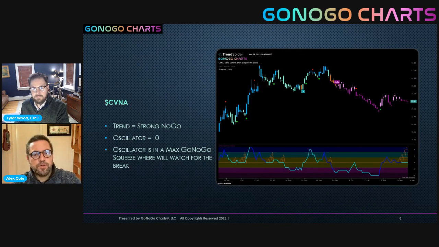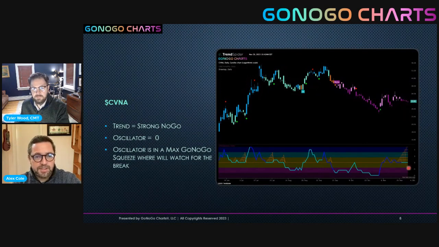So we would watch if the squeeze is broken into positive territory, that's a real threat now to the no-go trend that's in place. But again, run it through simply. Question 1, what's the trend on Carvana? Carvana is in a no-go trend and it's painting strong purple bars.